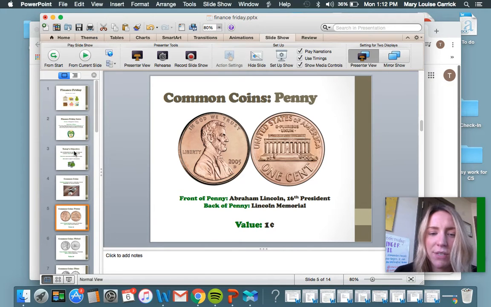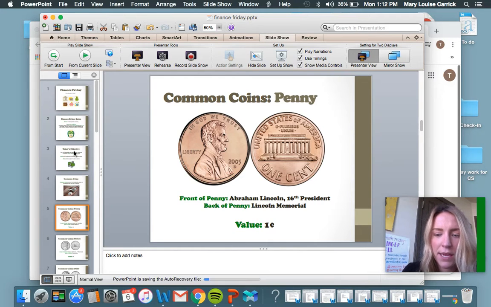On the back, it also says 1 cent. And that is what it's worth. It is worth 1 cent. So our penny is our coin that has the lowest value. It's worth the least. It's worth 1 cent. So Abraham Lincoln on the front, and then Lincoln Memorial on the back.